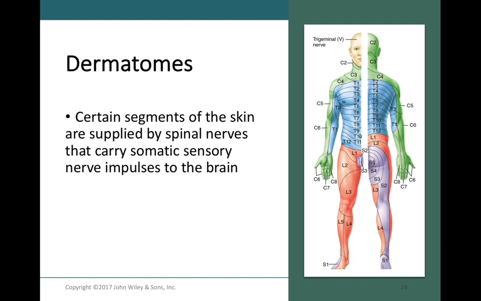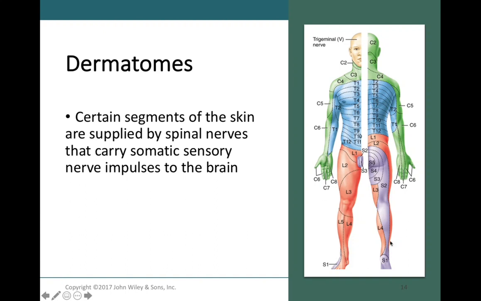Now we don't really use the dermatomes very often, but it's important that we can see which spinal nerves are supplying which parts of our bodies. So the dermatomes refer to the areas of our skin that are supplied by different spinal nerves. And you can see these in the map on the right.